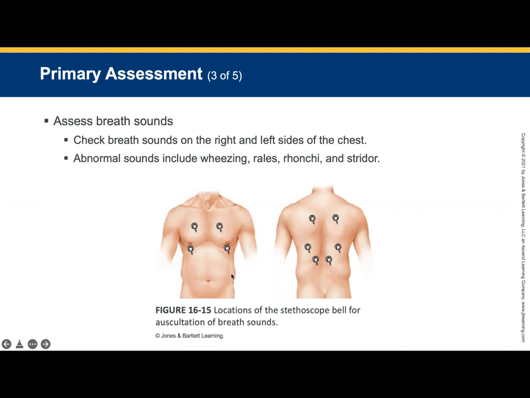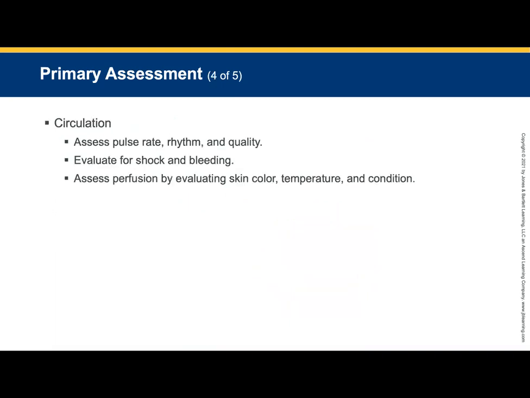We're just making sure that we hear the upper lobes and lower lobes, and that we don't hear anything else. If you listen down in here, that's the reason why they're not showing you the front side. It's because you will hear gastric sounds. You're not going to hear the lung sounds on the front side. You will hear the gastric sounds of the body's normal way of moving things up and down the gastric system. So we're going to assess the pulse rate, rhythm, and quality, evaluate for shock and bleeding, and assess the skin color, temperature, and condition.